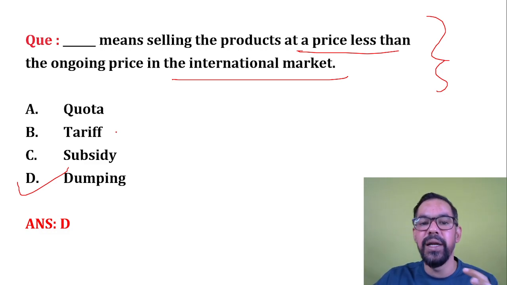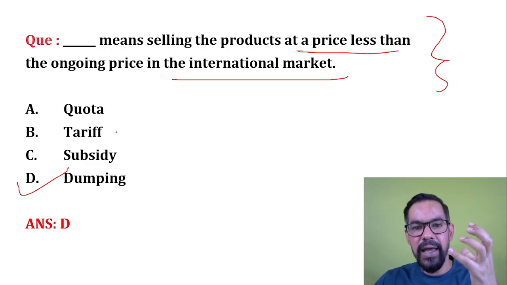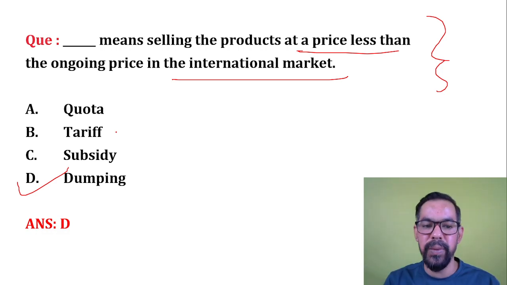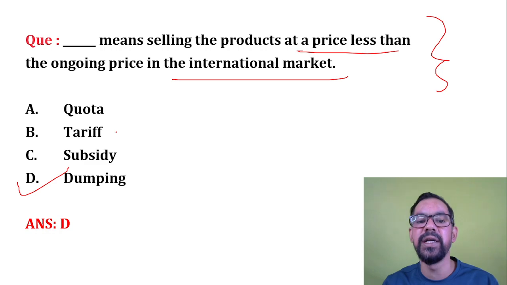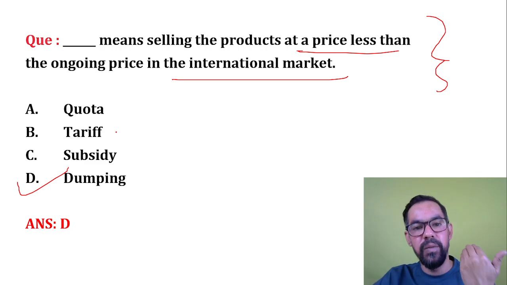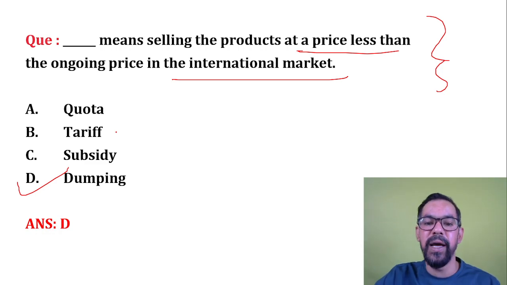Quota is something related to some specific goods with a limit. Tariff is duties, a kind of taxes. Okay, subsidy is discount, and dumping is an economic strategy adopted by economies.